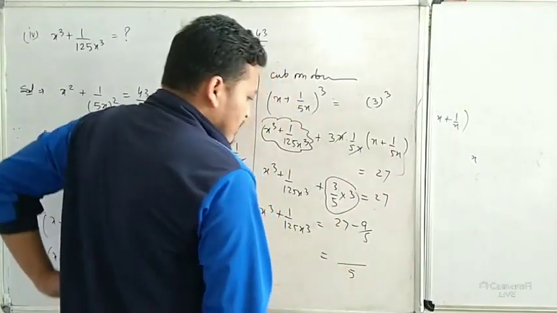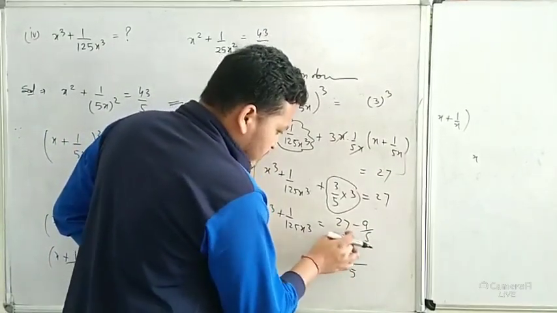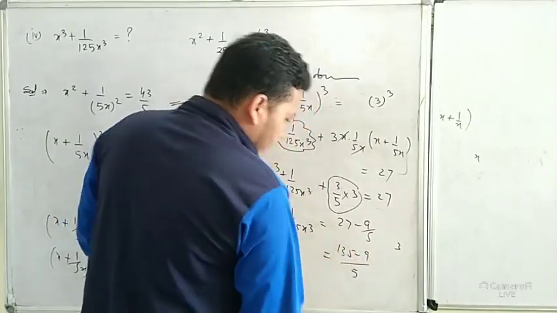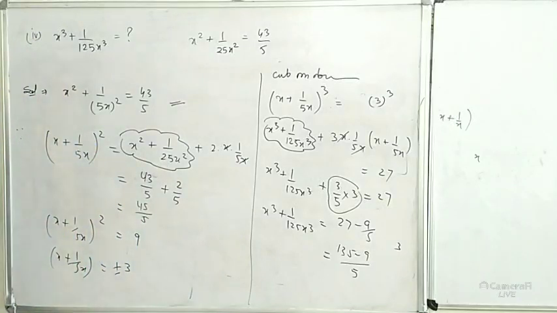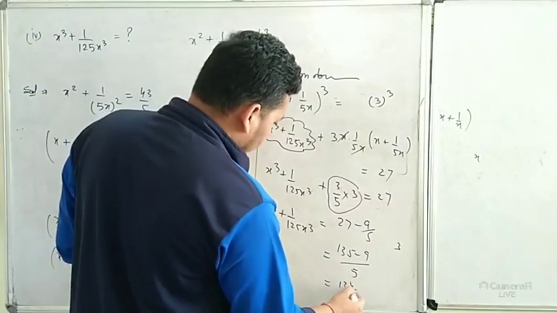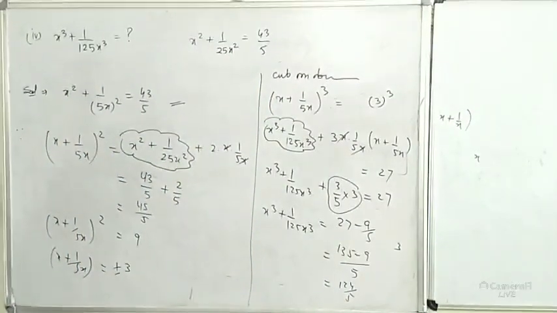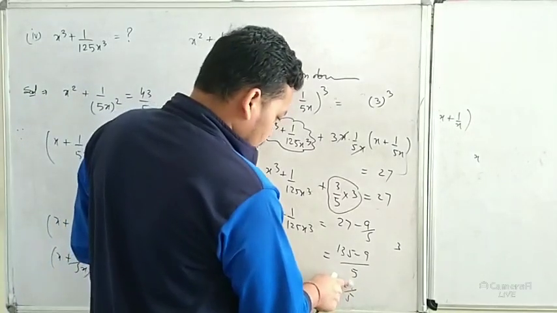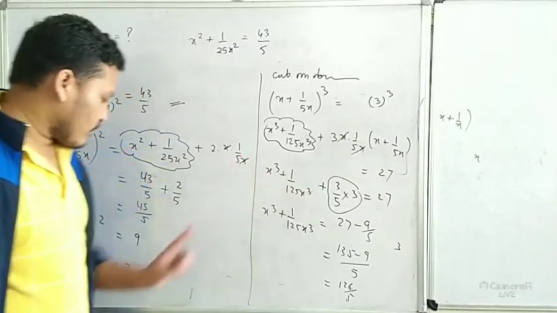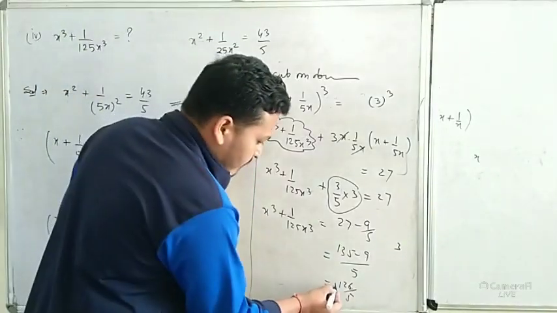The LCM is 5, and 27 times 5 is 135, minus 9. So what is our answer? The answer is 126 by 5. And I already told you this is positive and negative.